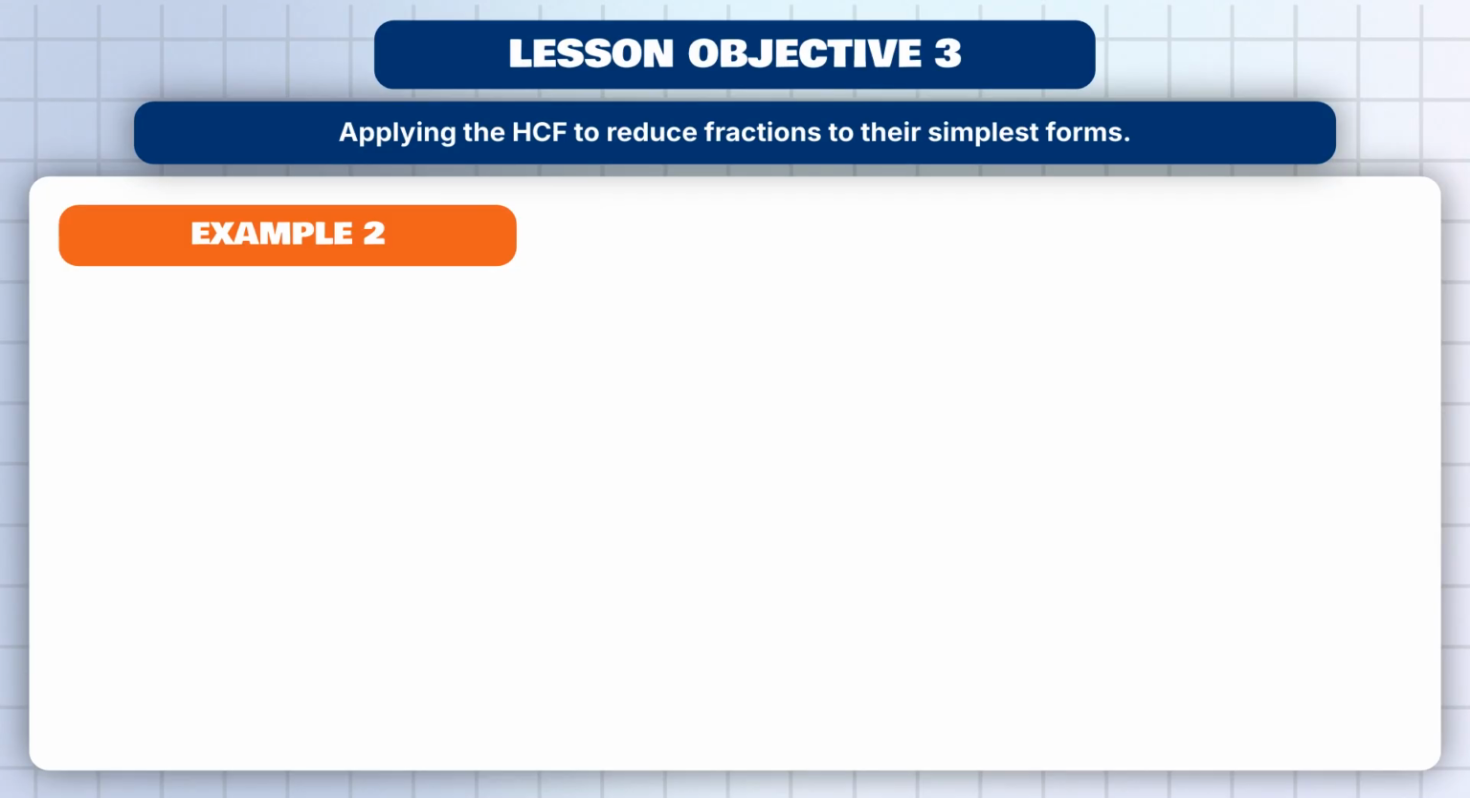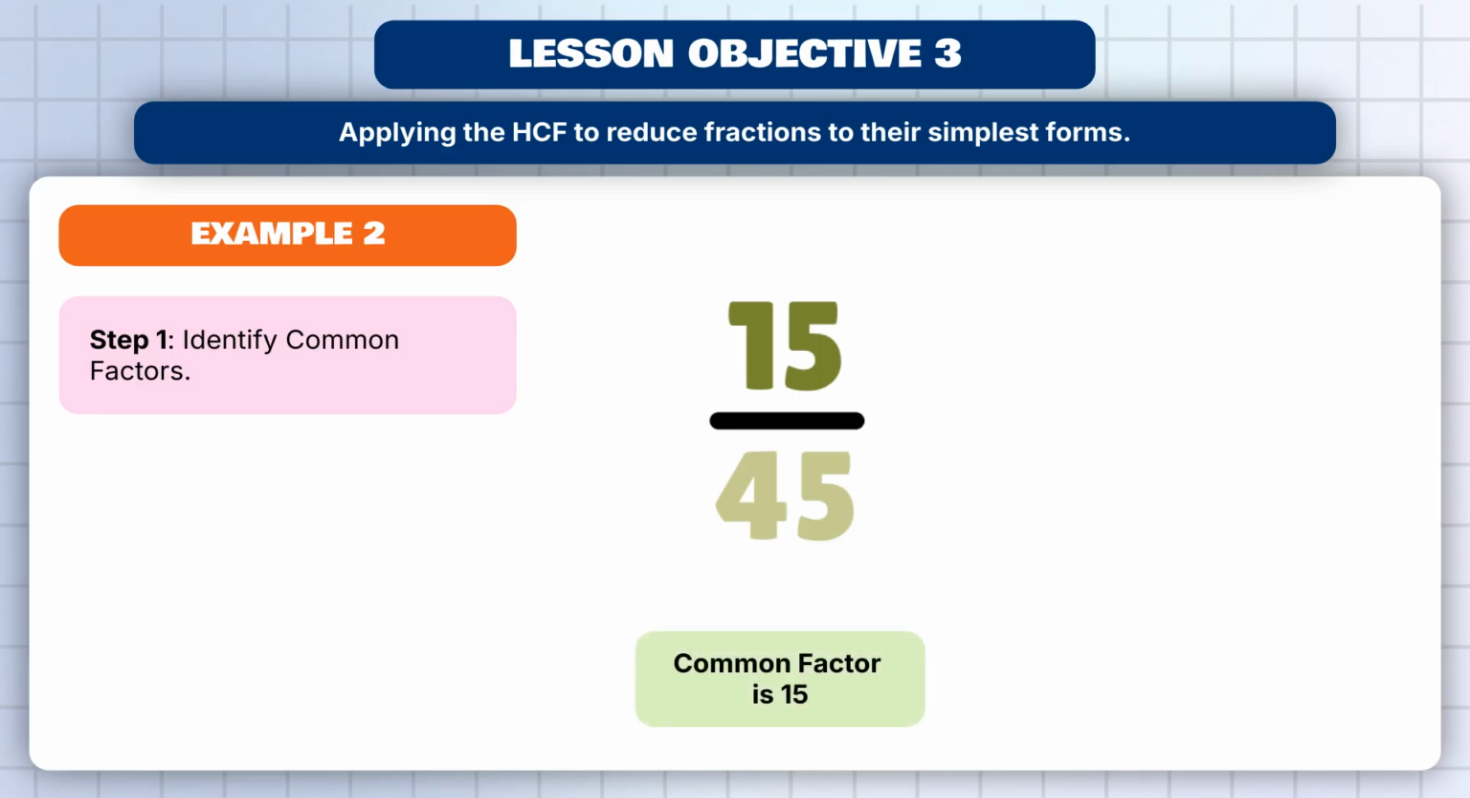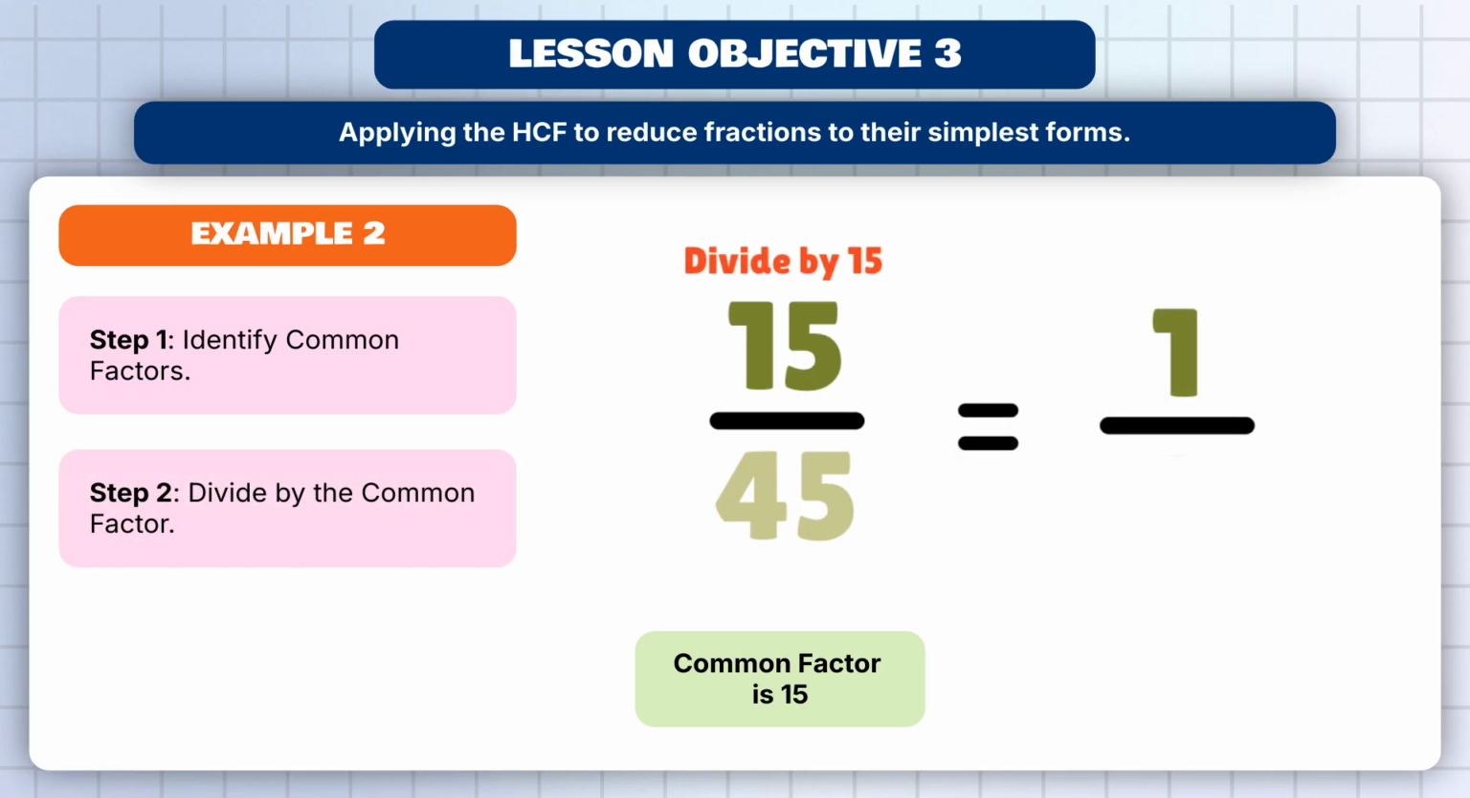Now we will simplify 15 over 45. Firstly, we identify common factors. For 15 over 45, the greatest common factor is 15. Step 2, we divide by the common factor. 15 divided by 15 equals 1. 45 divided by 15 equals 3. So 15 over 45 simplifies to a third.